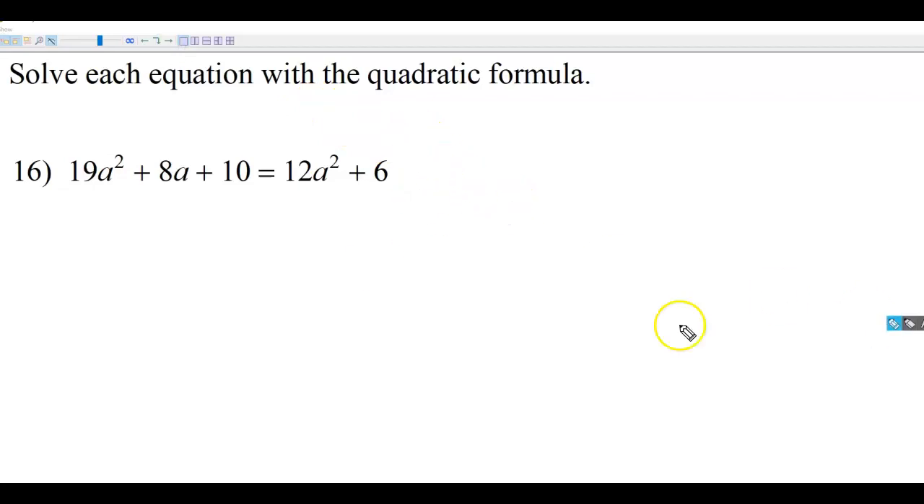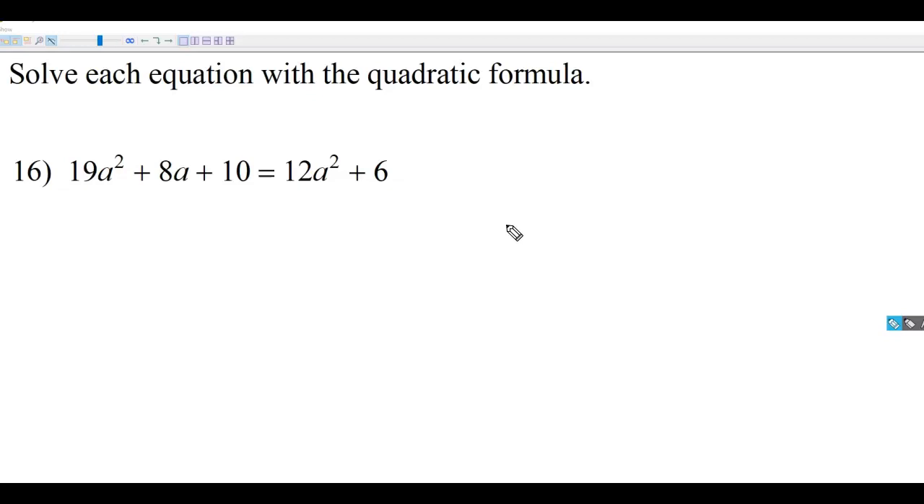You'll notice the difference about this one is that it doesn't equal 0. And that's important because remember I told you the quadratic formula only works when it equals 0. So we can fix that. We can make it equal 0. Here's what you would do.